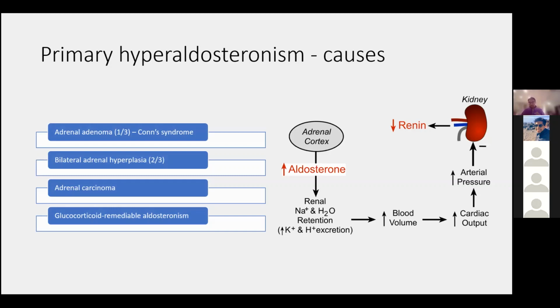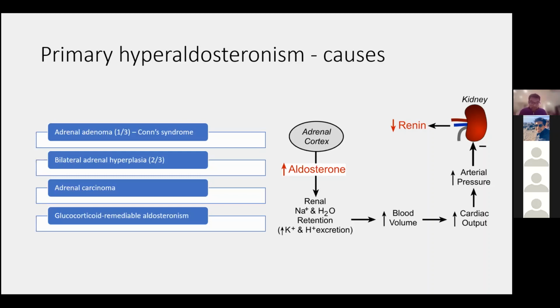So there are different things that can cause this. The most common cause is actually bilateral adrenal hyperplasia, so both adrenals are responsible for the excess aldosterone. In about 1/3 of cases, it's an adrenal adenoma, a distinct benign tumor of one adrenal gland, and this is what is called Conn syndrome. It can be due to an adrenal carcinoma. And lastly, a rare cause is glucocorticoid remediable aldosteronism.